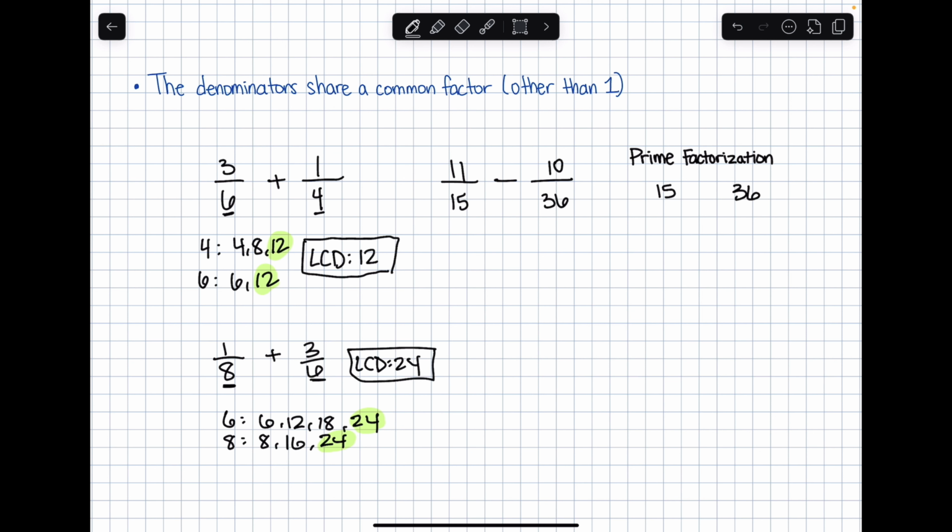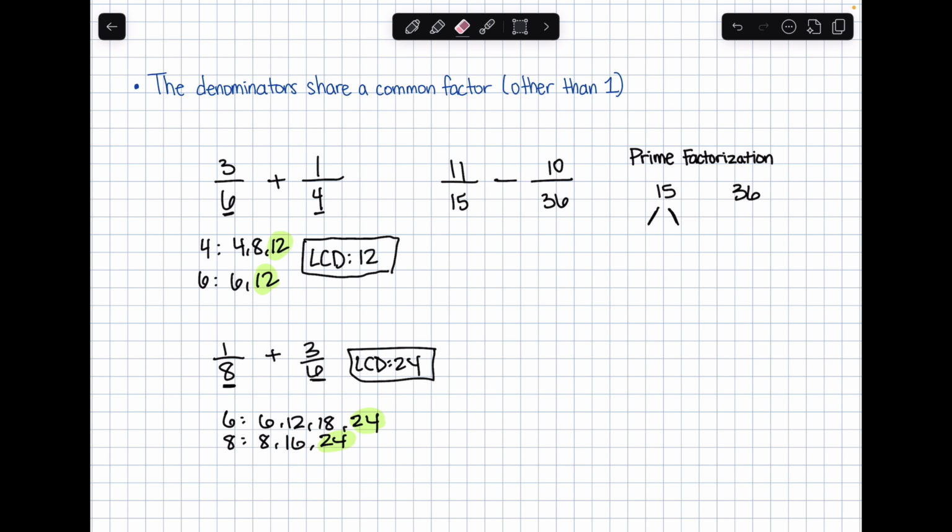For this last one, 15 and 36, if we wanted to skip count 15 and 36 out, we might be here for a while because they're pretty big numbers. So in this case, you can do something called prime factorization, where you basically just take each number and you break it down into its smallest parts. So for 15, if I wanted to find the prime factorization of 15, I would have to first think of two numbers you can multiply together, so two factors that equal 15.